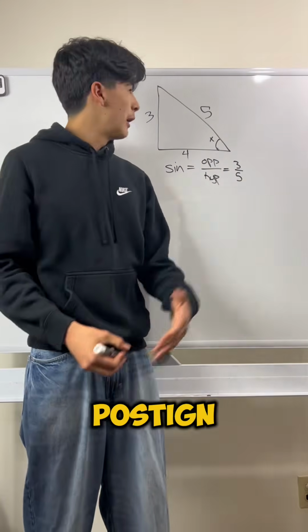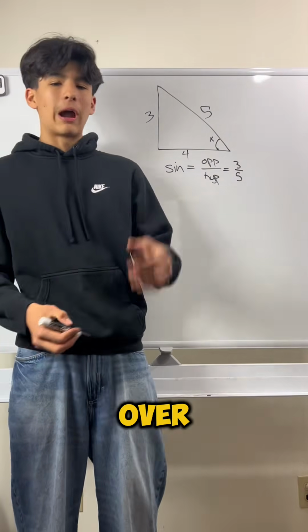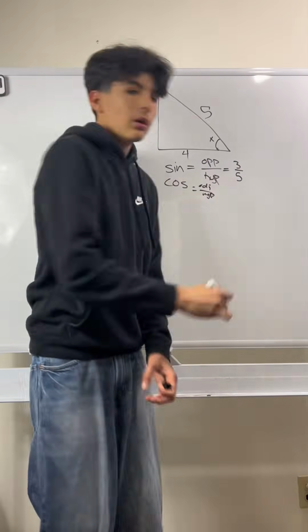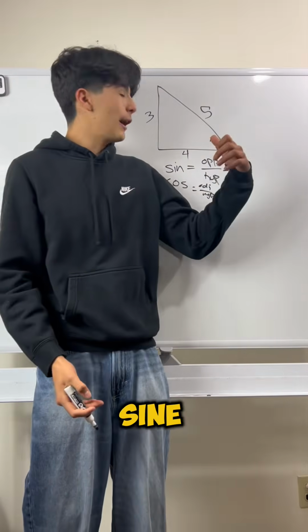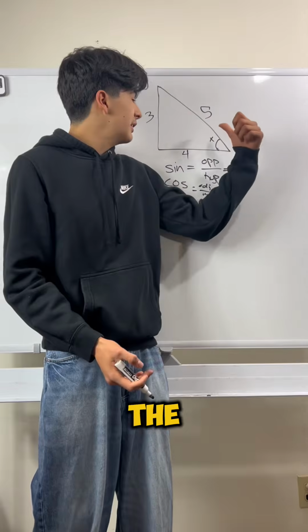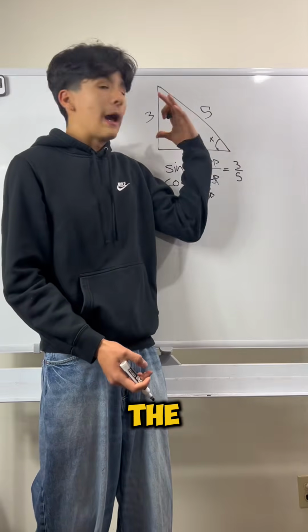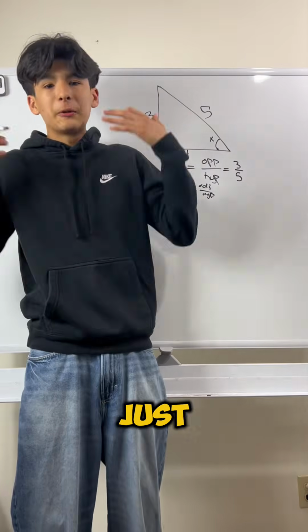But what about cosine? Well, cosine is adjacent over hypotenuse. So in this specific case, the cosine of this angle x would be the adjacent side, which is 4, over the hypotenuse, which is 5, which means it would just be 4 over 5.